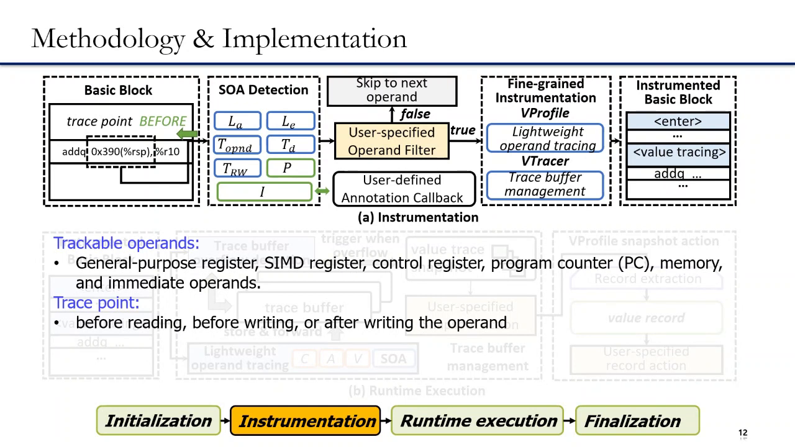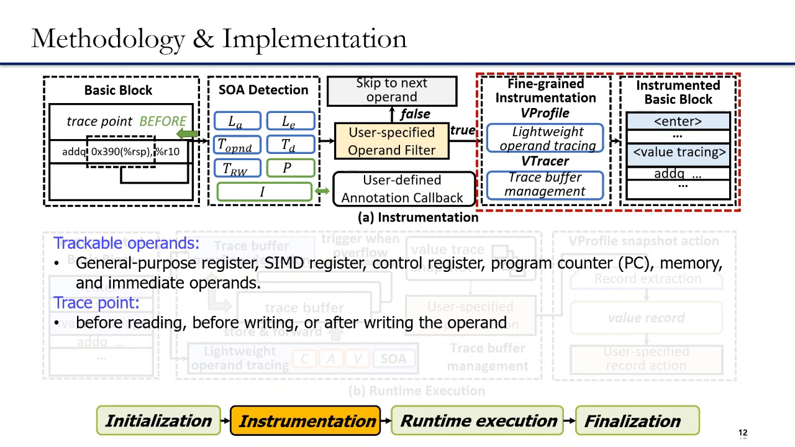For each valid operand at each trace point, VClinic applies static operand attribute detection by analyzing the instruction and operand to extract statically determined operand attributes. User-defined annotation is derived by triggering the user-defined annotation callback when registered within the initialization phase. After detection, the SOA is passed into a user-defined operand filter to filter out the expected operands for instrumentation.